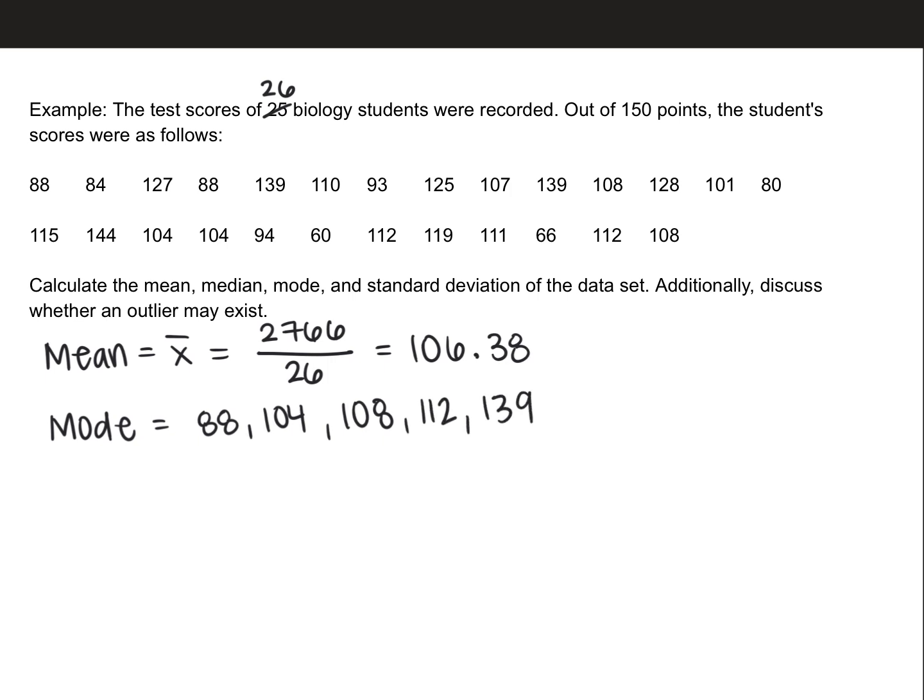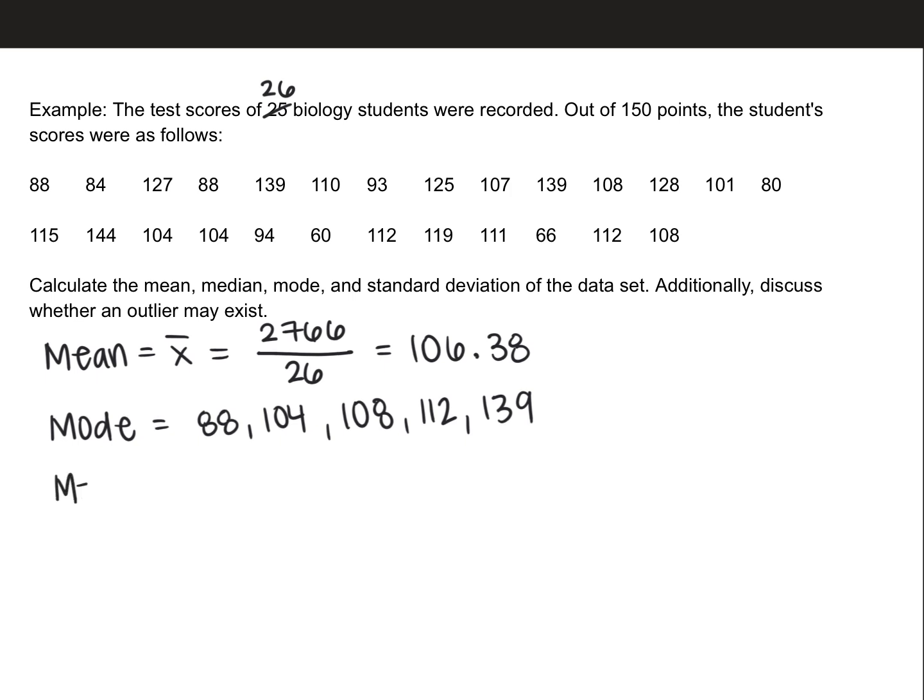So I'm looking at the mode compared to the mean. 108 is a mode that is fairly close to our mean, so that might be a good measure of the center. But my other values, 88 is really small, 139 is very big, 104 and 112 are kind of in the middle. So mode is not a great identifier of our center.